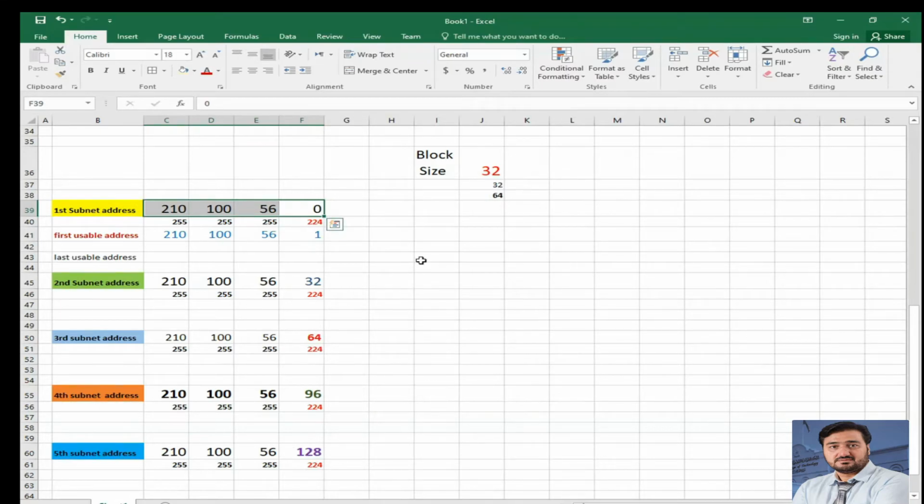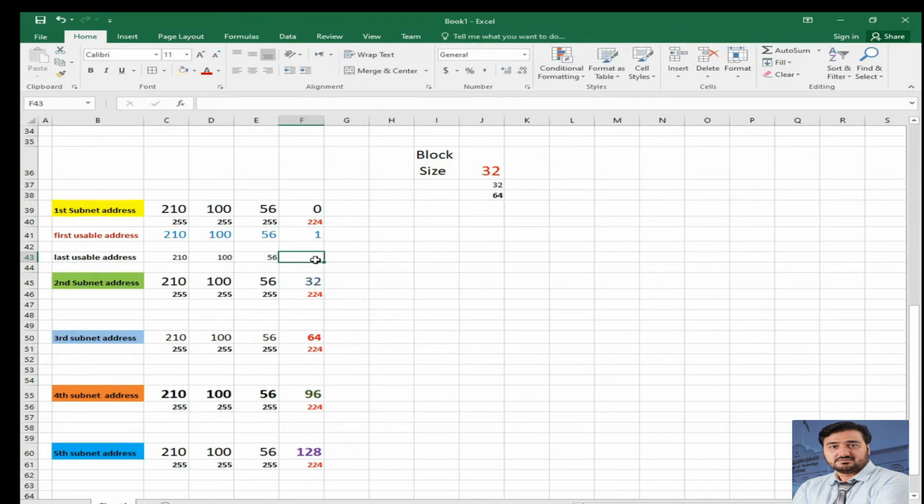Okay, this is our network address. The first address we will assign to our PC, to our router, will be 56.1, and the last usable address in this range will be 210.156. This is the next address now.